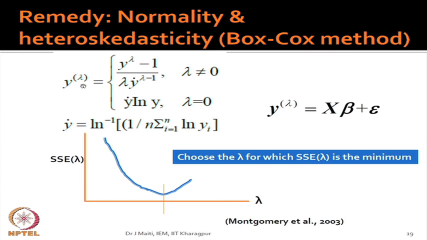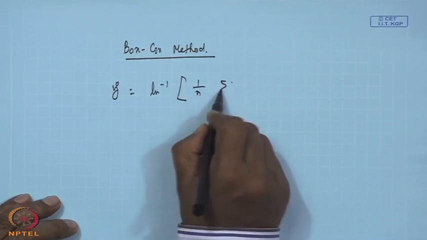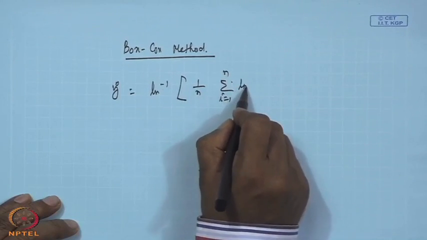Depending on the value of lambda, the transformation will be like this: y to the power lambda minus 1 by lambda times y dot to the power lambda minus 1, when lambda is not equal to 0, and when lambda equals 0, this will be y dot log y, where y dot is basically the geometric mean. So y dot is log inverse of 1 by n times the sum of the logs, that is, log inverse of 1 by n, i equal to 1 to n, log of yi.